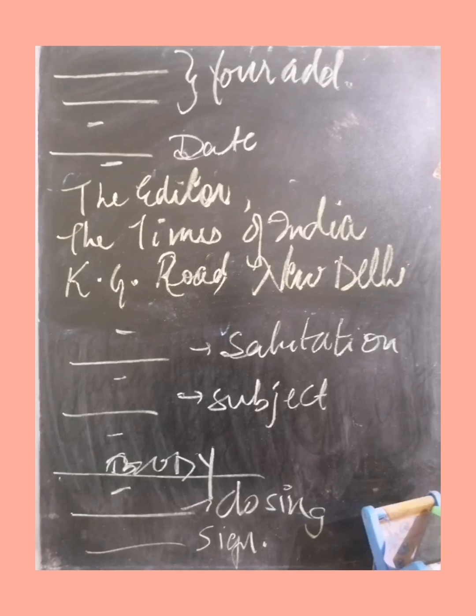So you can write any one of that. Now comes your format, right? So here I haven't written any question, but this is just a format. So you have to write your address in 2 lines, and after leaving one line you have to write the date. Then after leaving one line you will write the editor, The Times of India, and if the address is not given in your question, then you can write KG Road or KG Marg, New Delhi. Salutation, subject, body, closing, signature.